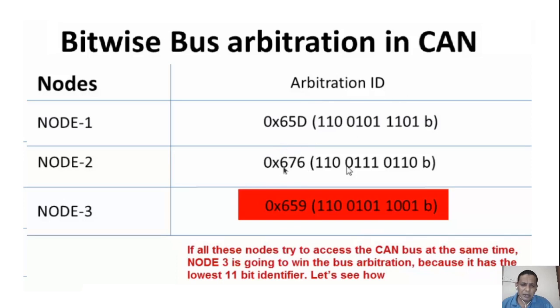It will have an address of 676, and the other is 659. So which is the lowest in this? 659 is the lowest. So if these three nodes are trying to access the bus, this node will get the priority, and this node will get the access of the CAN bus. We can see how it will happen in the next slide.